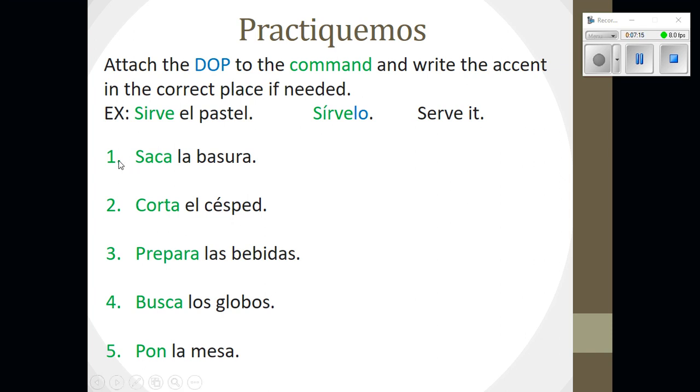All right, so I want you to do the same thing. Tell someone take it out, meaning the trash. Cut it, meaning the grass. Prepare them, meaning the beverages. Look for them, meaning the balloons, and set it, meaning the table. Pause the video.